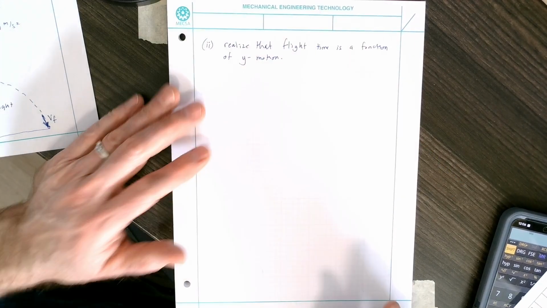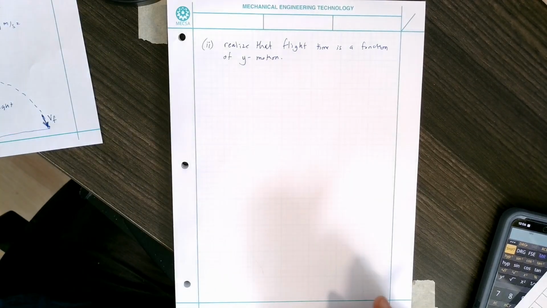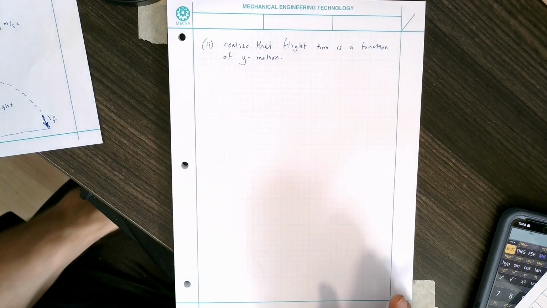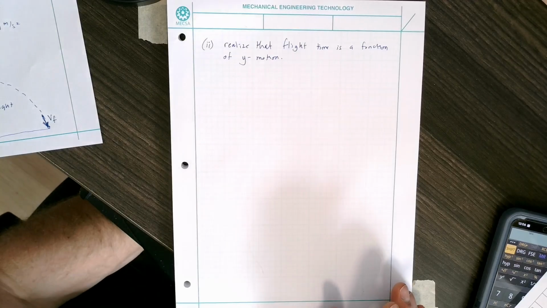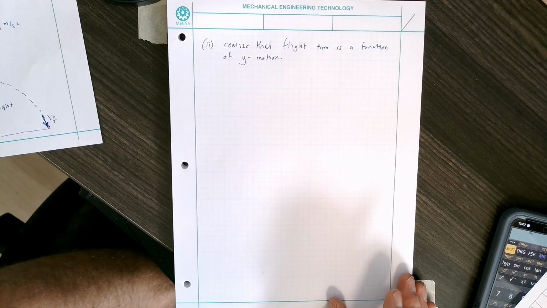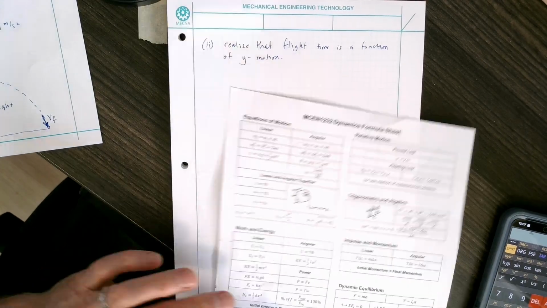I'll leave it at that. With the x direction, then it becomes just velocity and time, and there's your x displacement. Okay, but let's have a go at this here. Okay, so let's get flight time. Can I get flight time?